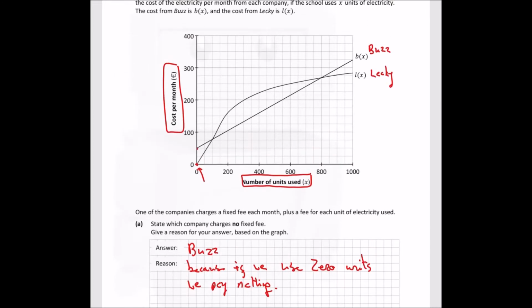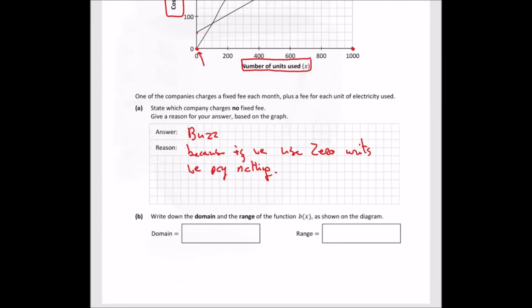Bx is Bose. Well, the domain is the numbers we put in, the x numbers. The range is the numbers we get out. So the domain goes from 0 to 1000. But we can write that in a more mathematical way. So we can say x is greater or equal to 0 and less than or equal to 1000.